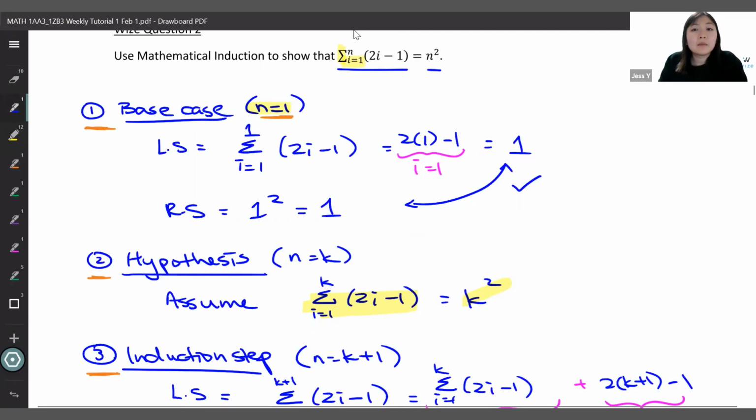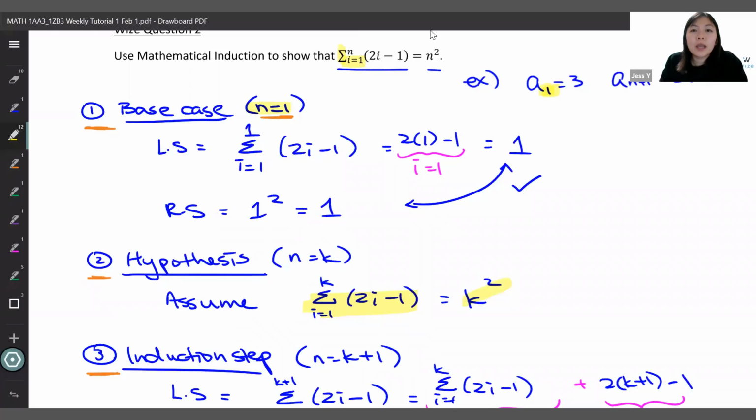There could be other statements out there. For example, just as an example, they could say, hey, a1 equals 3, a_(n+1) equals 2a_n, or whatever. They give you some kind of statement. In this case, the base case is also n equals 1 because the smallest a value they gave you is 1. So we need to check the base case.